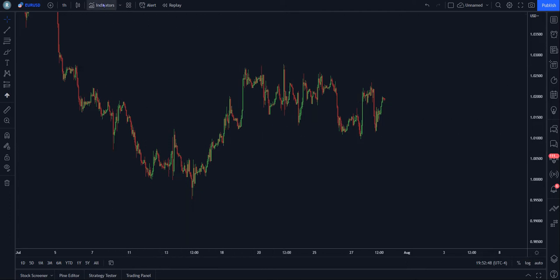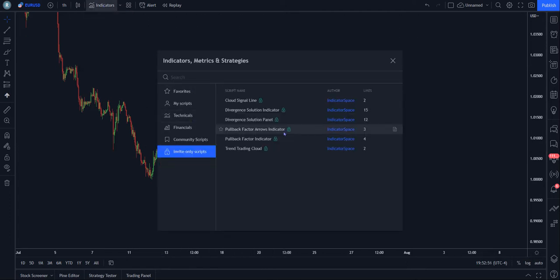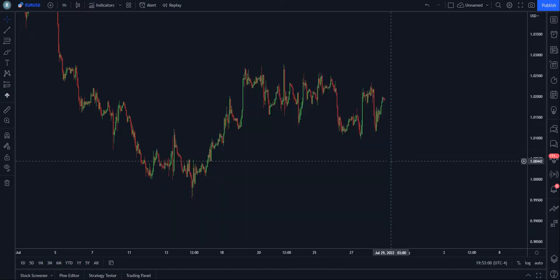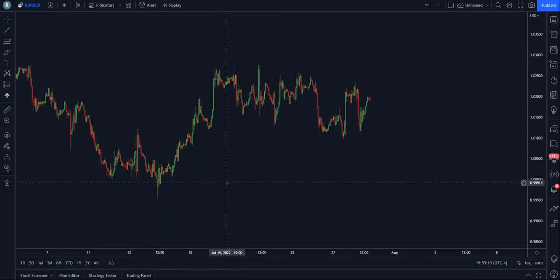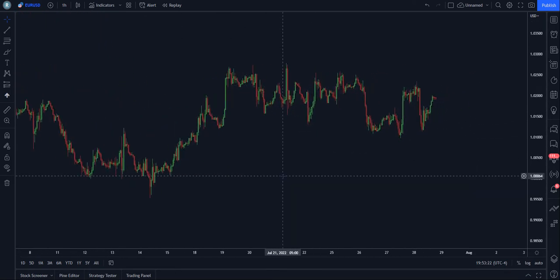And in a little bit, I'm going to add on our Divergence Solution panel and the indicator and go over basically just that and how to incorporate it, and how that actually would have played a role in catching specifically this move here that happened yesterday. So you can see I'm on the Euro US dollar chart, hourly chart. So let's dive into it.